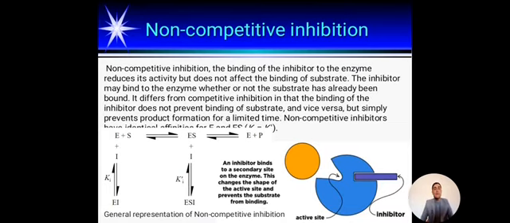Okay, the second one is non-competitive inhibition. In non-competitive inhibition, the inhibitor binds to the enzyme and reduces its activity but does not affect the binding of substrate. From the reaction, we can see the inhibitor may bind to the enzyme whether or not the substrate has already been bound. Non-competitive inhibitors have identical affinity for the enzyme and the enzyme substrate complex.